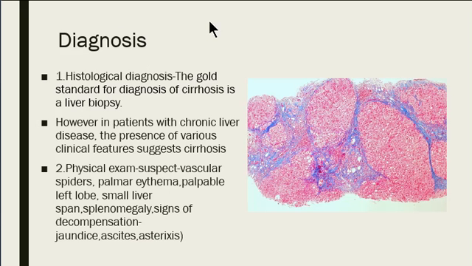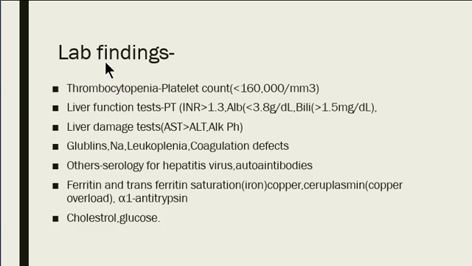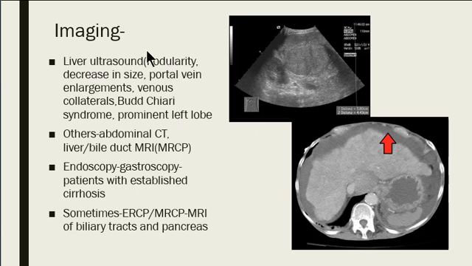So in the diagnosis, we saw the gold standard was liver biopsy, and apart from that, during physical examination, these were the signs that we have to look out for. We saw the lab findings, and particularly more importantly, the reduction in platelet count, liver function test, and liver damage test results. Then in imaging, we saw the result of liver ultrasound, abdominal CT, and how it's important to constantly do gastroscopy in patients with established cirrhosis. So with this, we come to the end of the lecture.